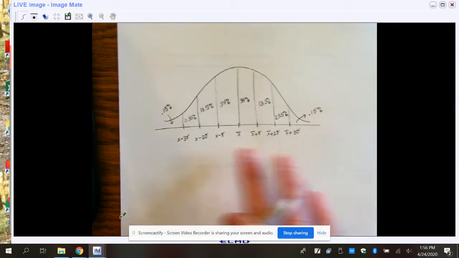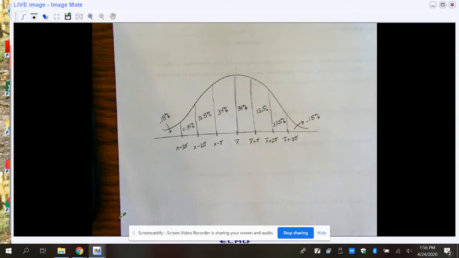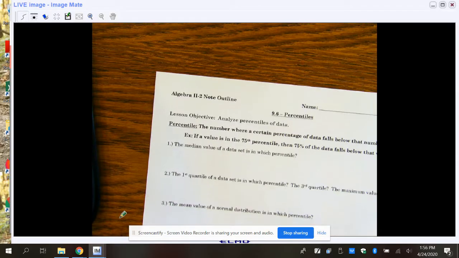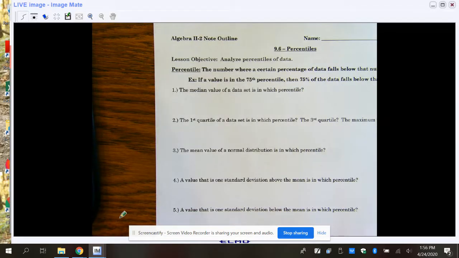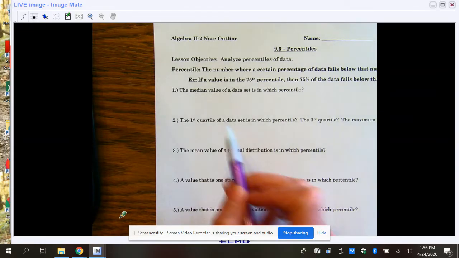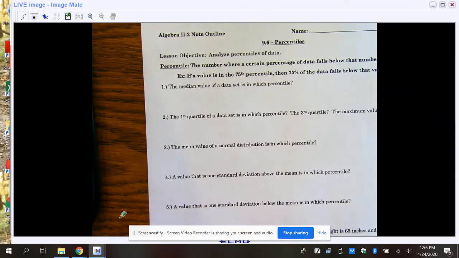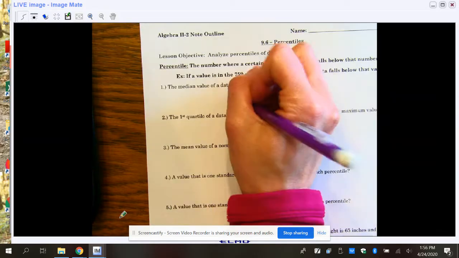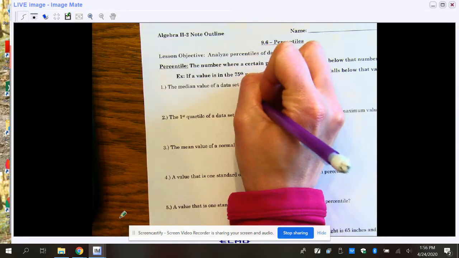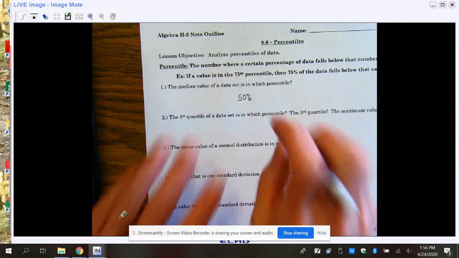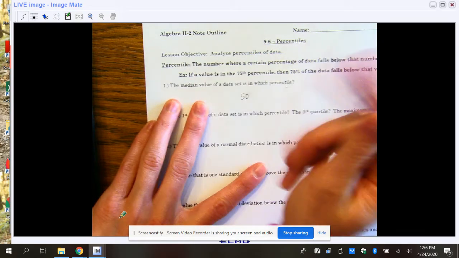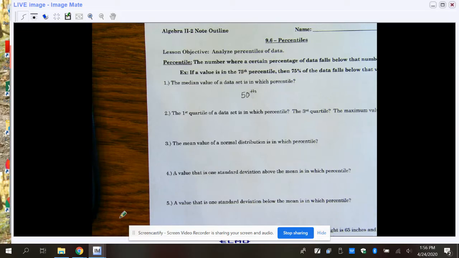We just, again, have to understand where to look on our normal distribution curve. So if I'm wanting to know where the median falls, where's the median value, what percentile is that in? Well, the median splits your data exactly in half. So that means that your median is going to be the 50th, oops, not 50%, the 50th percentile. So 50% of your data falls below the median.